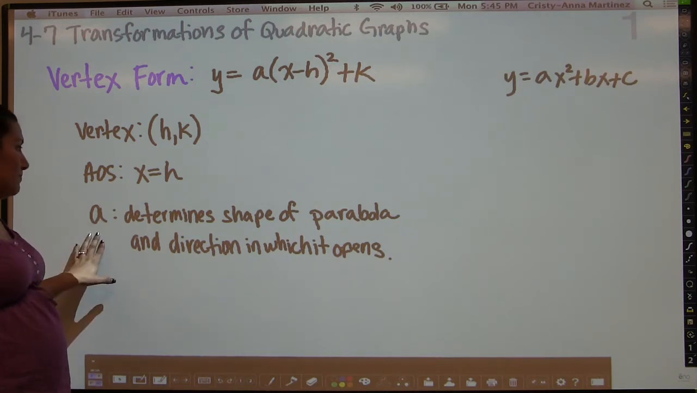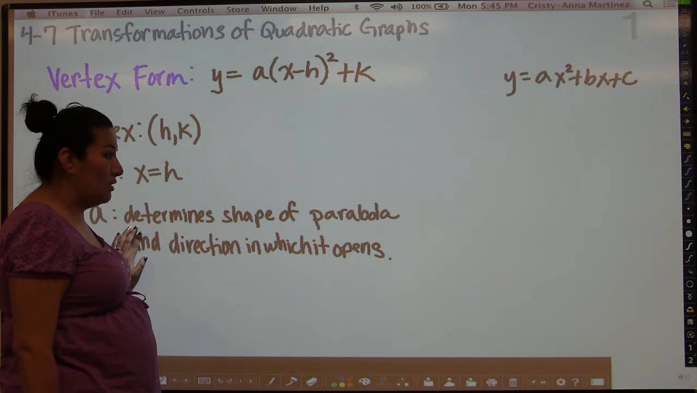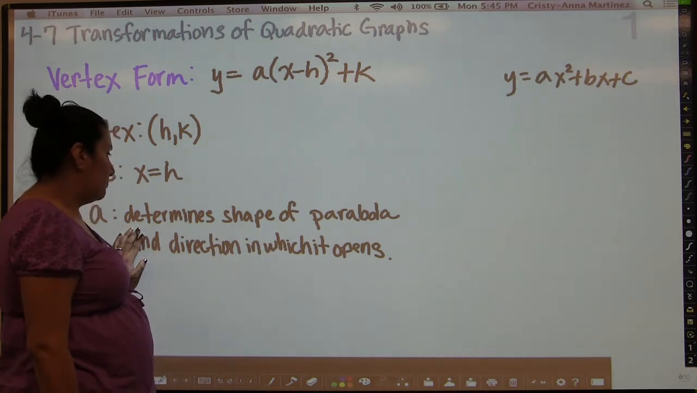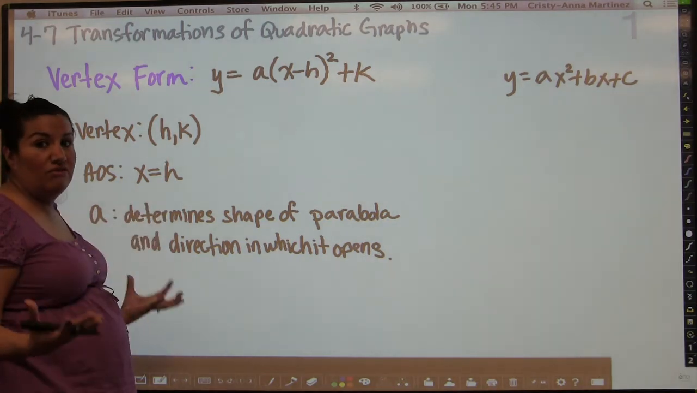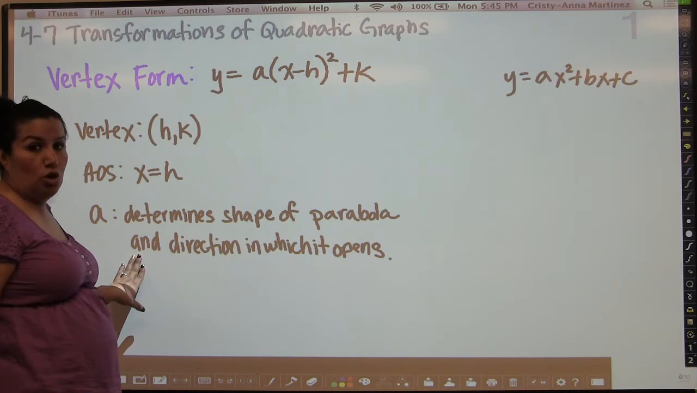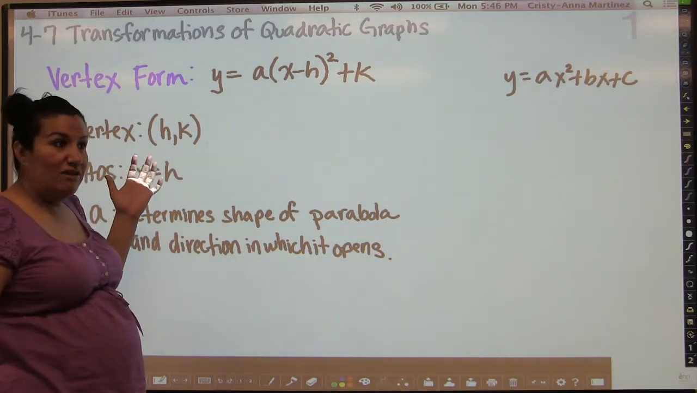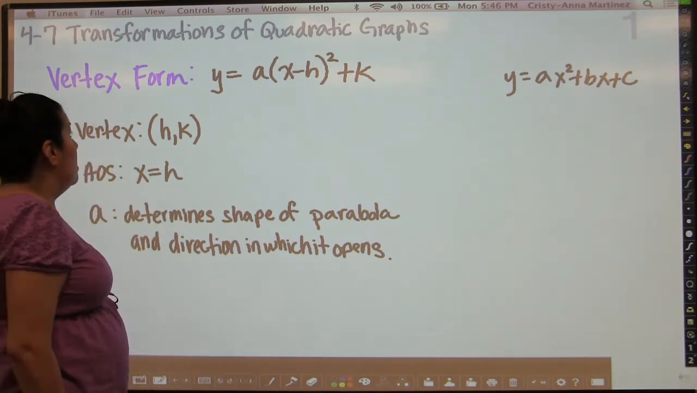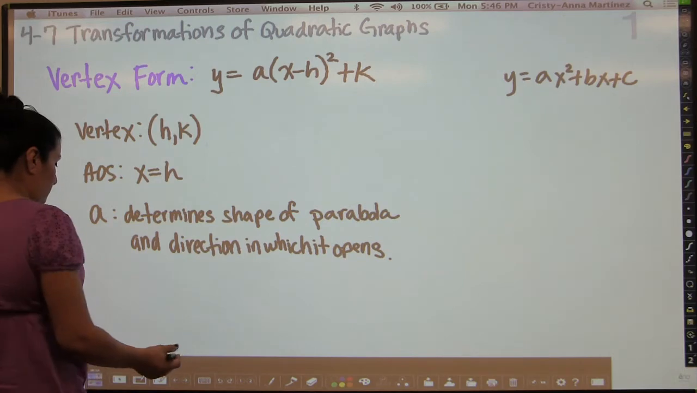And then the a does two things for us. It determines the shape of the parabola, and we'll get to that a little bit later. Basically, it determines whether the parabola is really skinny or a little bit fatter or wider. But also, it tells us the direction in which it opens. If the a value is positive, it opens up. If the a value is negative, it would open down. But again, we will get to that in a few minutes when we get to some further examples.